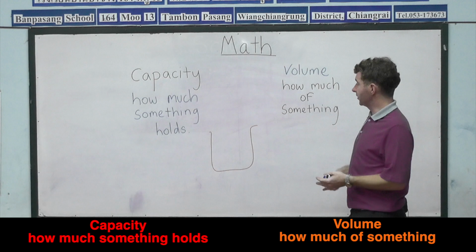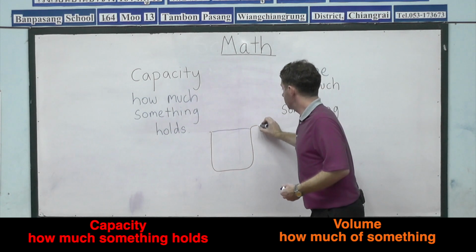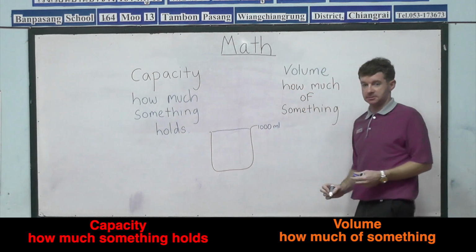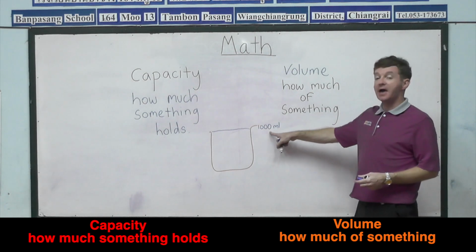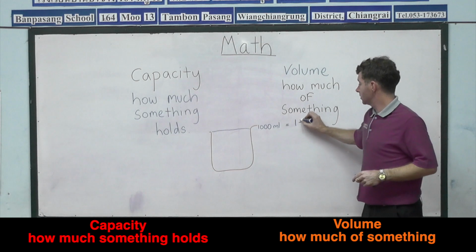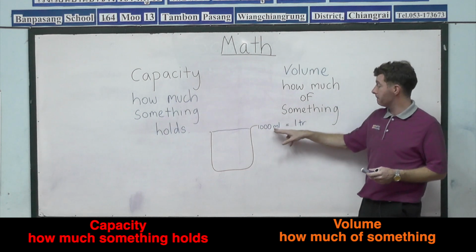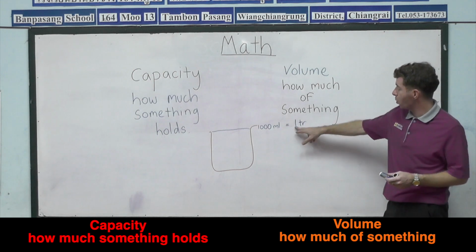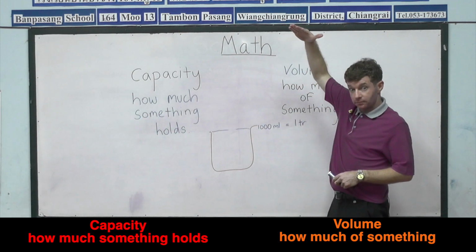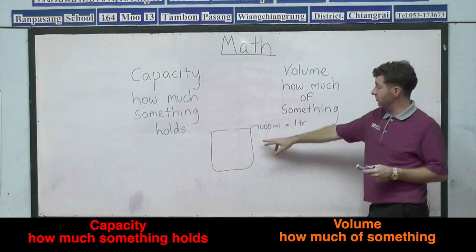If we fill it to the top, we can say this holds, remember, 1,000 milliliters. Yes, 1,000 milliliters equals 1 liter. Okay? So altogether we'll say 1,000 milliliters equals 1 liter. So you can see the water level is at the top. The top is the capacity. So how much water do you think is in the bowl now?